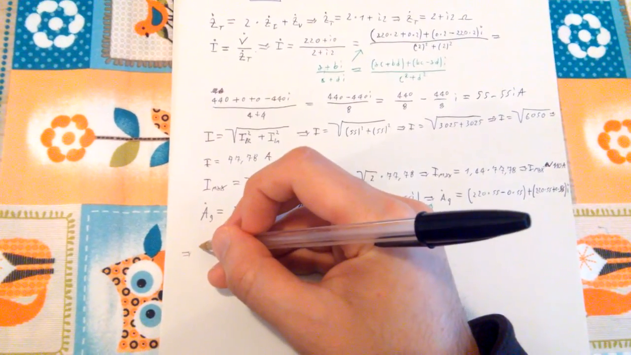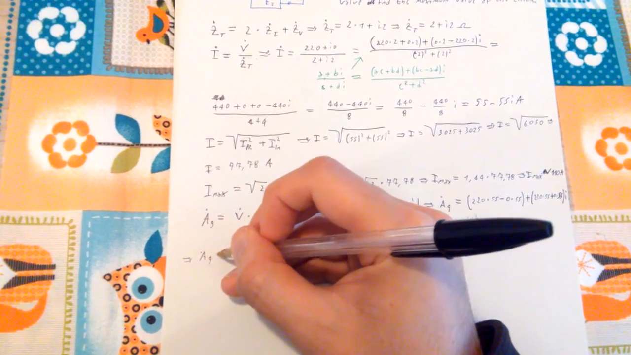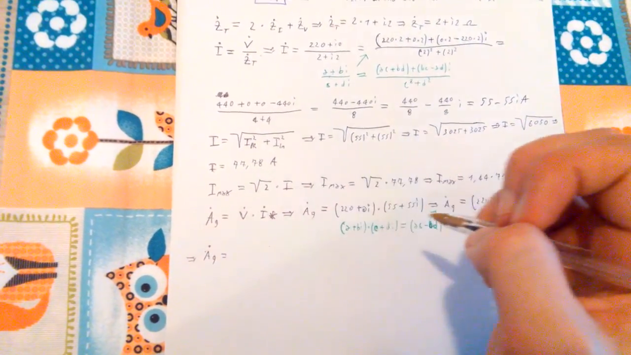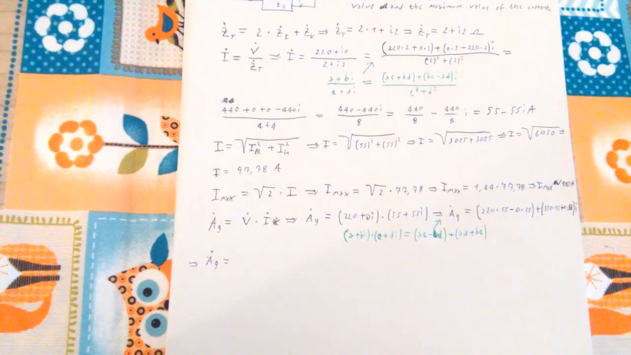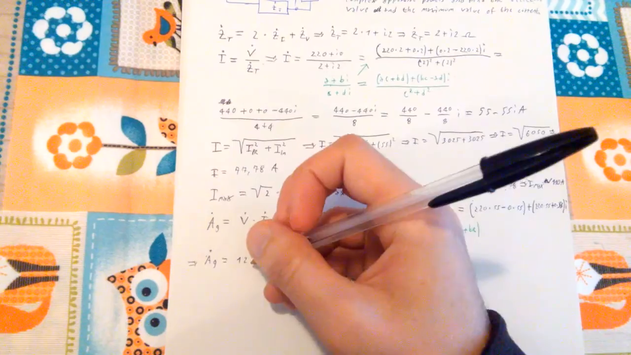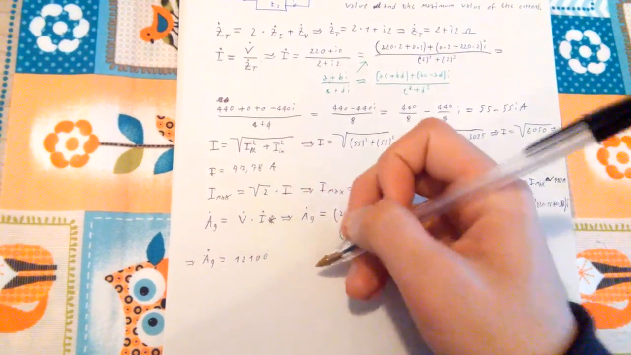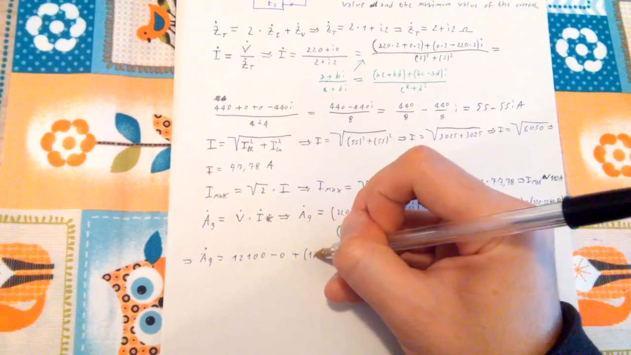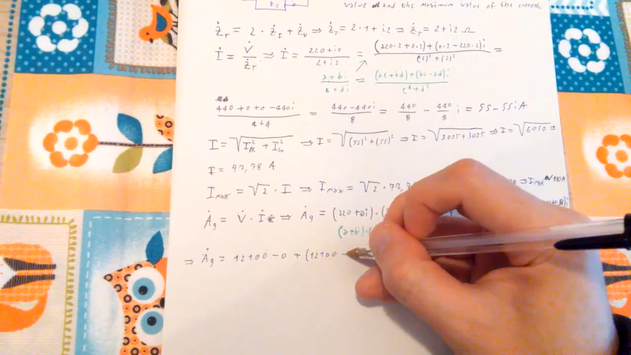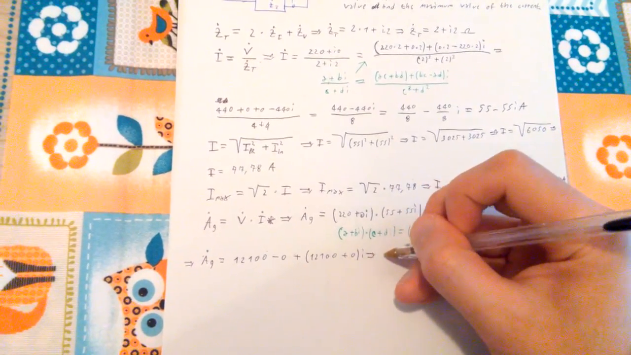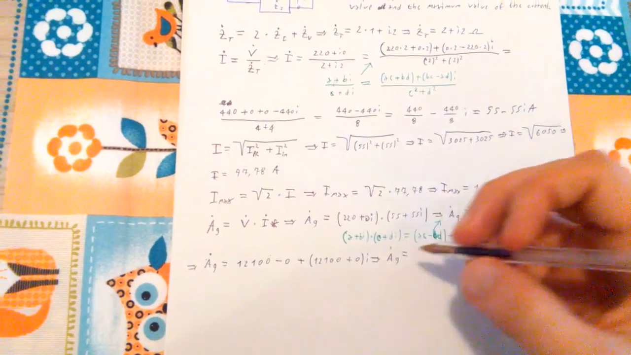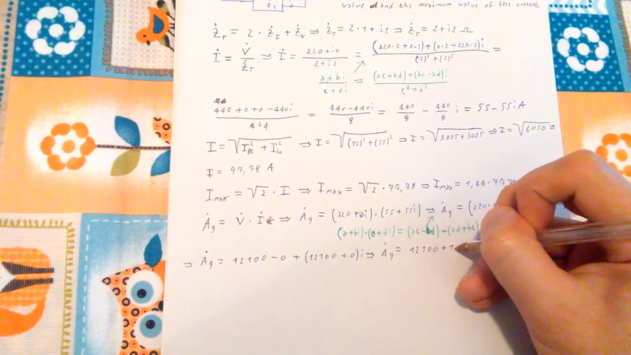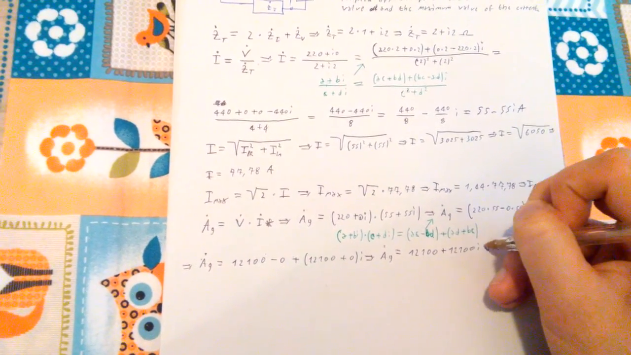So what do I get? Well, I get that Ag is, well, 220 times 55 is 1000. Well, no, it's 12,100 minus 0 plus 12,100 plus 0I. So Ag is 12,100 plus 12,100 I VA.